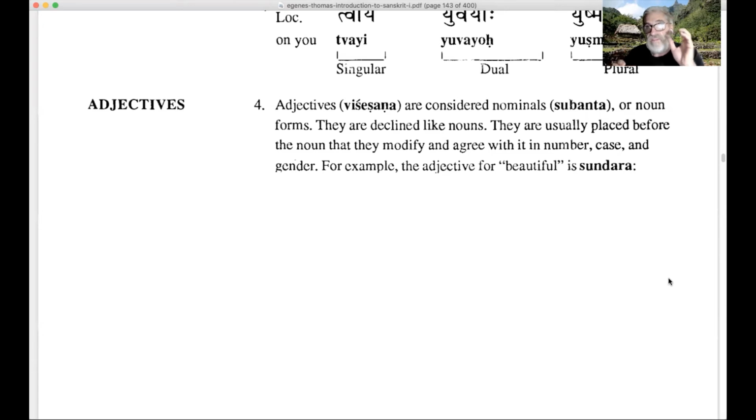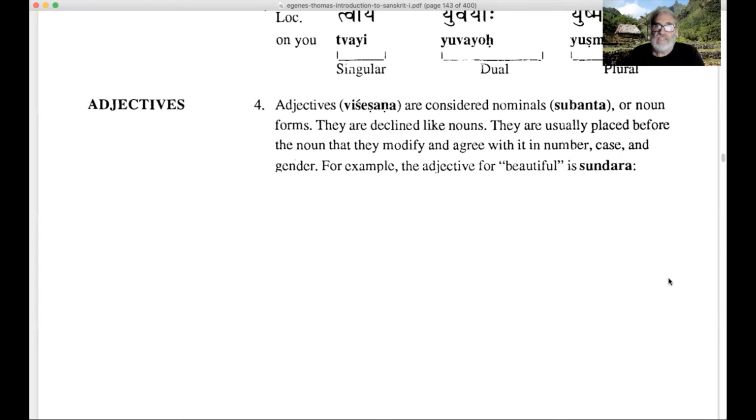So if it has the verbal endings on it, it's a verb. If it has the noun endings on it, it's a noun or an adjective or a pronoun. Okay. So this is called a subhanta, right? Adjectives. They're nominals or noun forms. They decline just like nouns, right? We just learned pronouns. They're also declined like nouns.